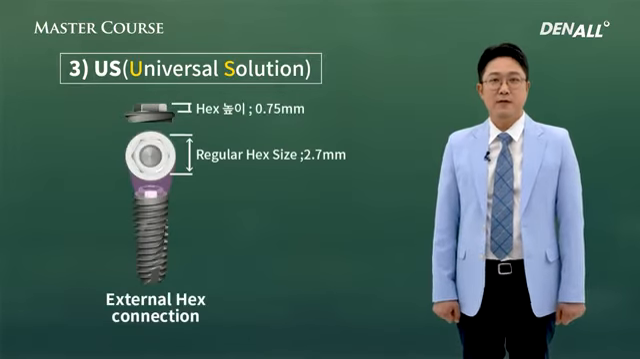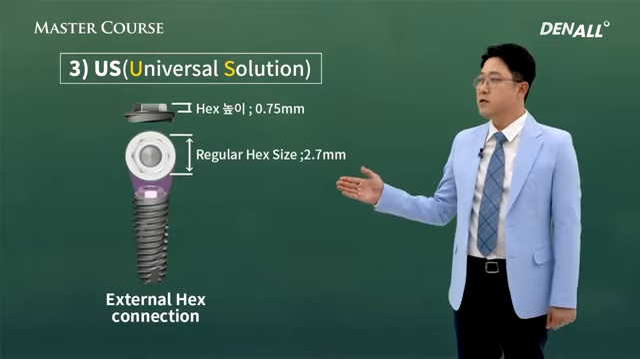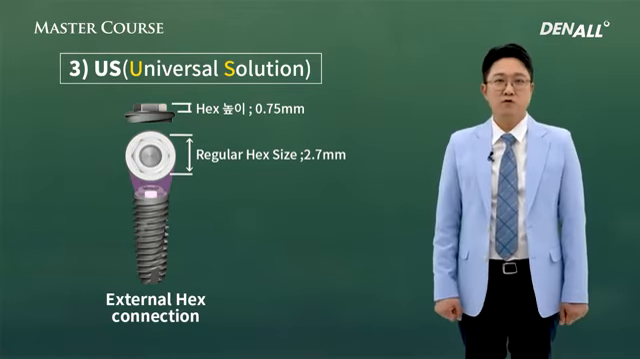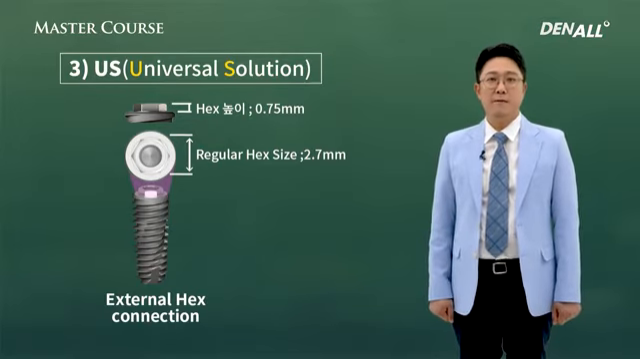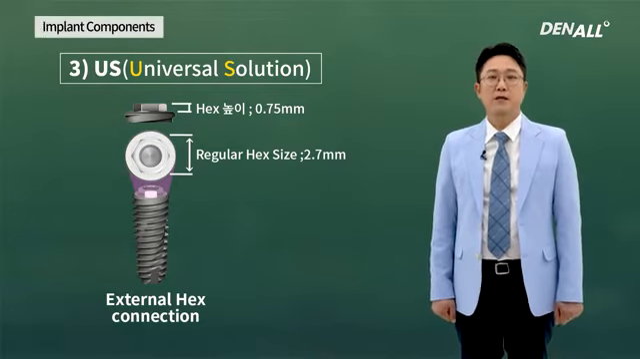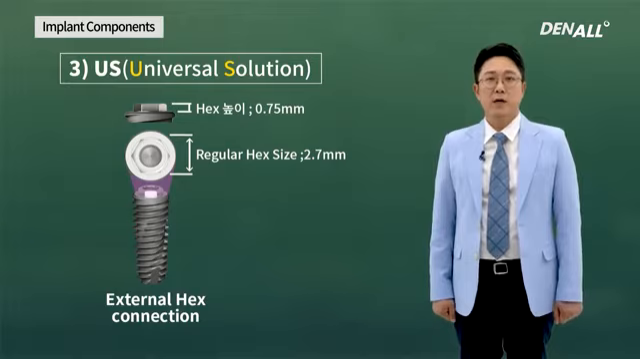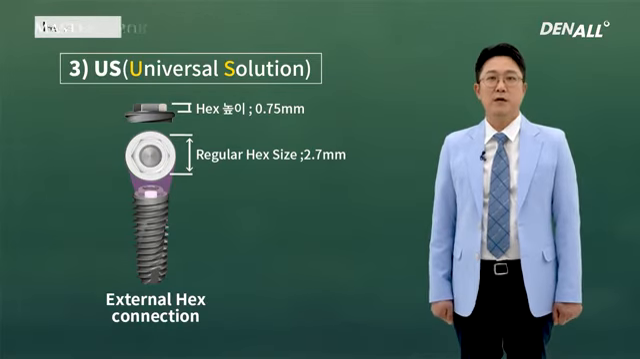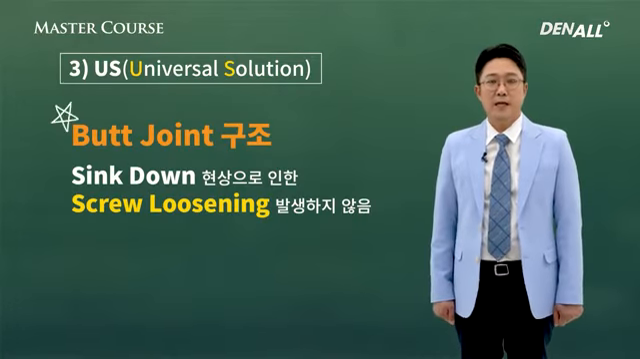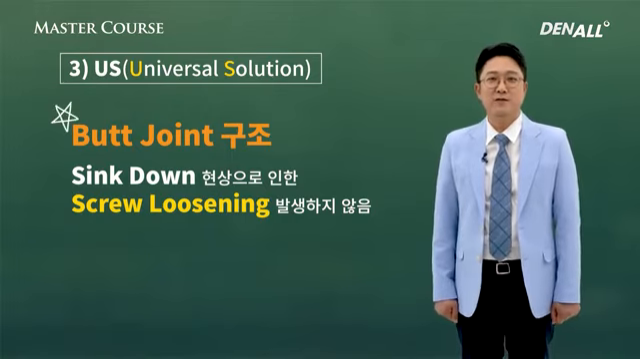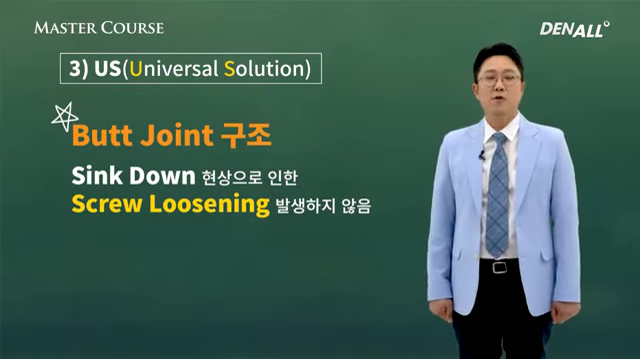Next is US implant with external hex. As shown, the hex structure is not inside but outside, so it is called external hex. This has the same shape as the first modern-day implant suggested by Dr. Bronemark. The connection with the superstructure is stable within the implant platform, so the abutment does not sink down. I'm sure you don't really understand at this point, but if you listen to the offline master course and prosthodontic courses, you'll be able to get a better understanding.